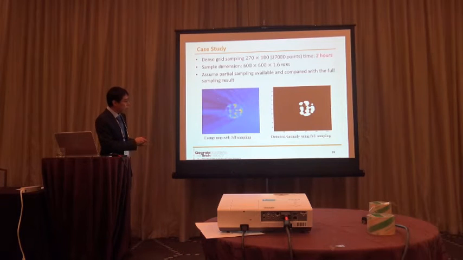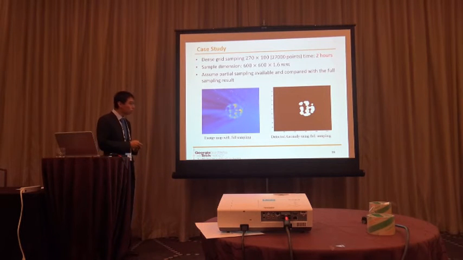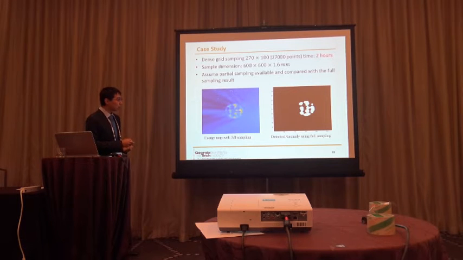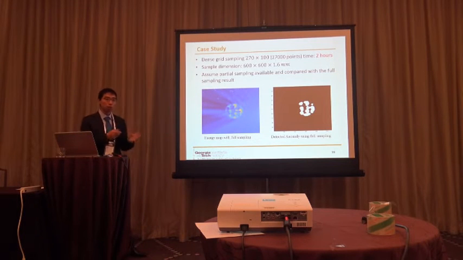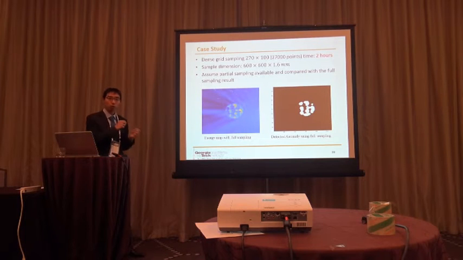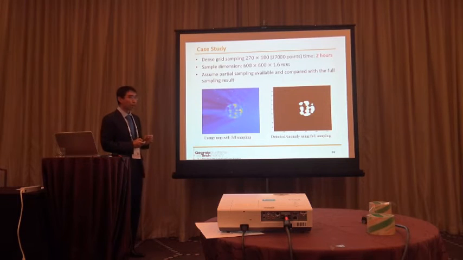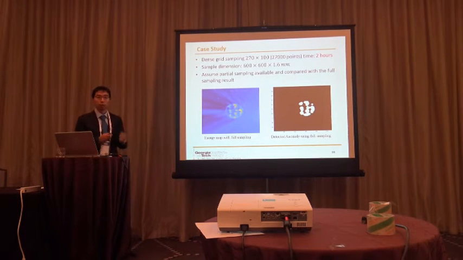In this case, this is the fully measured sample with its anomalous regions, and this is the detected anomaly using the full sampling. As you can see, the full sampling is able to detect the entire anomaly. But here, we assume only partial sampling is available, and we are able to choose which points are available. We would like to compare the detection accuracy of the proposed algorithm with the full sampling.